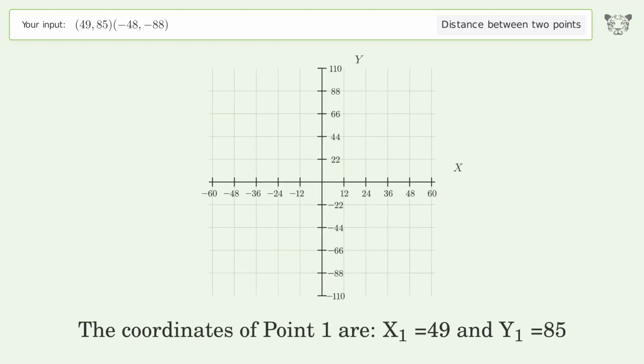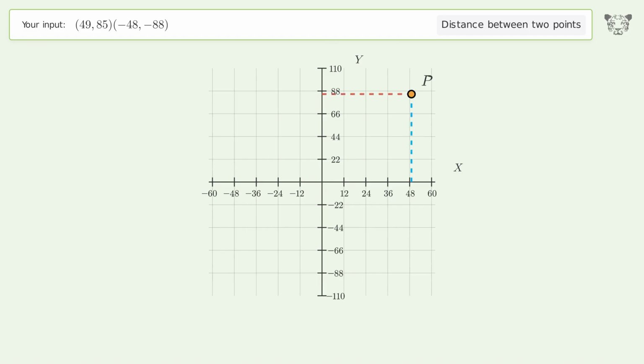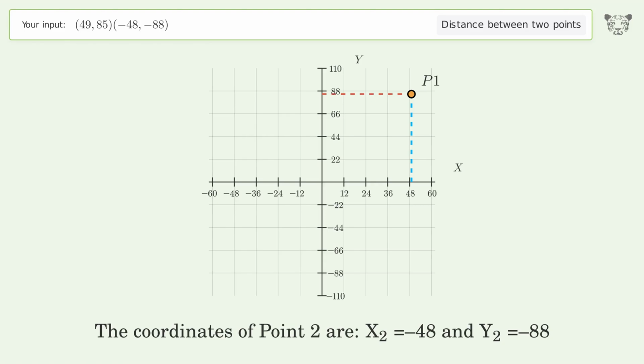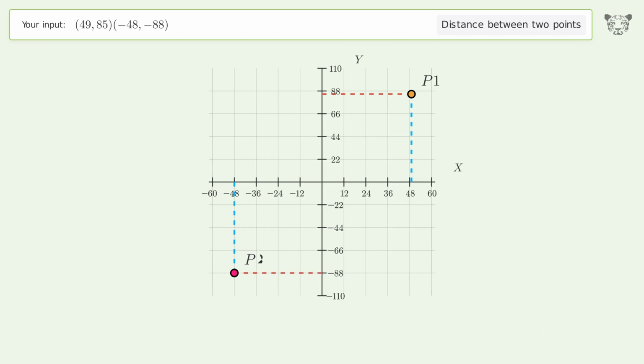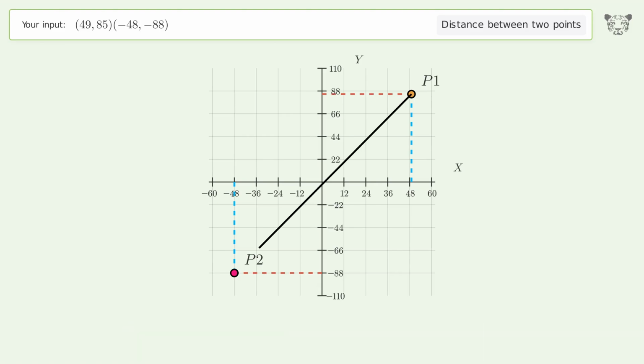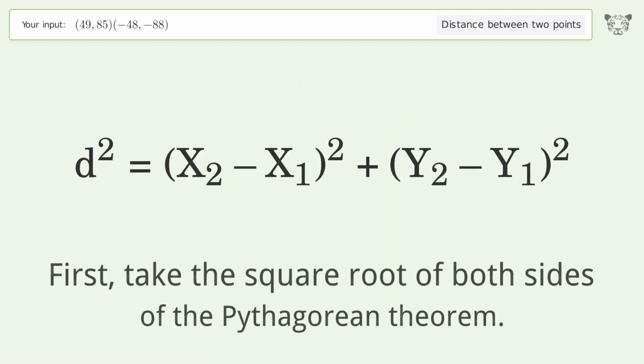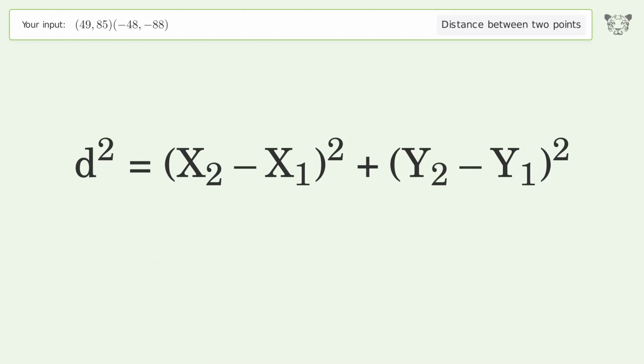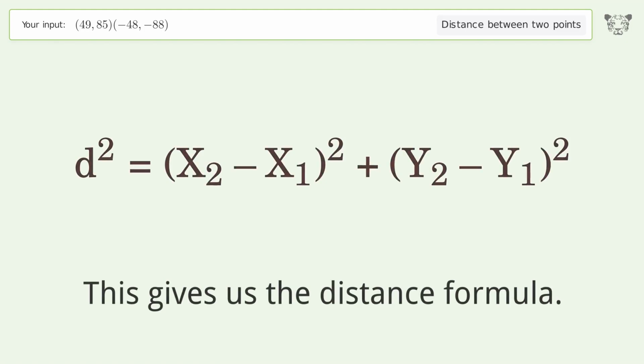The coordinates of point 1 are x1 equals 49 and y1 equals 85. The coordinates of point 2 are x2 equals negative 48 and y2 equals negative 88. D is the distance between the 2 points. First, take the square root of both sides of the Pythagorean theorem. This gives us the distance formula.